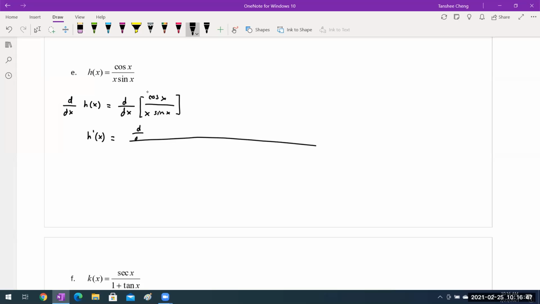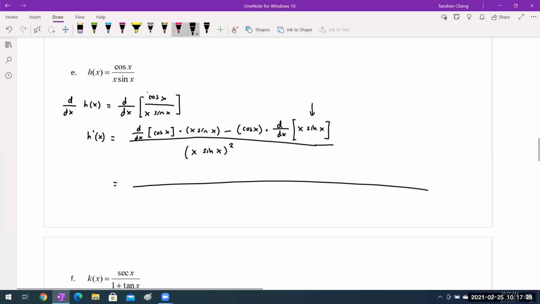That will be d/dx of cosine x times x times sine x, minus the numerator cosine x times the derivative of the denominator x times sine x. See, this is the part where you need to use the product rule. Okay. And then the denominator squared, so x times sine x quantity squared. So let's take the derivative of this.